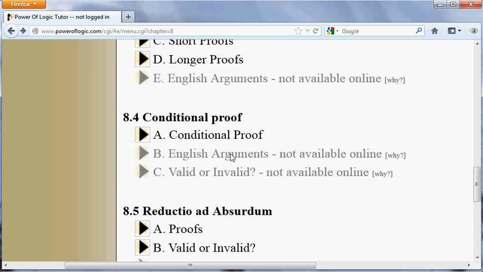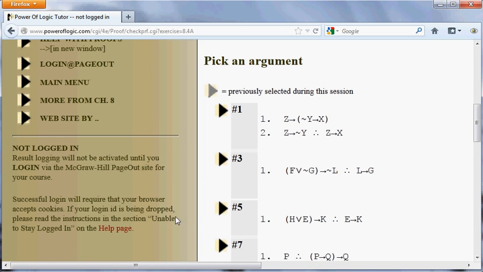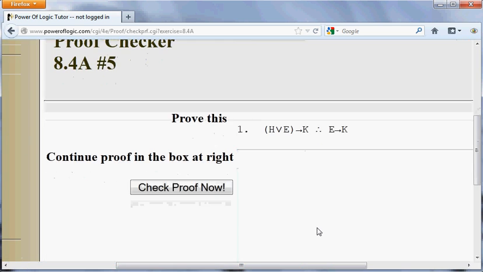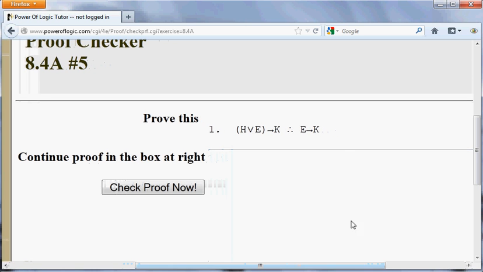This video, by the way, is going to supplement these two sections in the Power of Logic textbook, 8.4 and 8.5. I'm going to choose an 8.4a exercise, and I'm going to do number 5 here pretty quickly. So the argument has only one premise, so I'm going to start with number 2. And I'm looking at the argument.